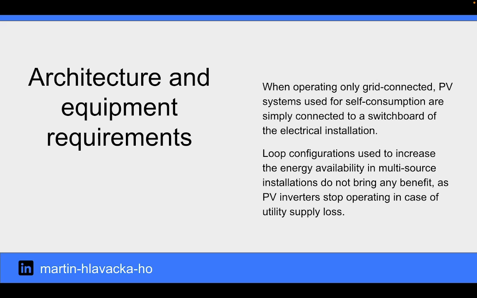When operating only grid-connected, PV systems used for self-consumption are simply connected to a switchboard of the electrical installation. Loop configuration used to increase the energy availability in multi-source installations does not bring any benefit, as PV inverters stop operating in case of utility supply loss.